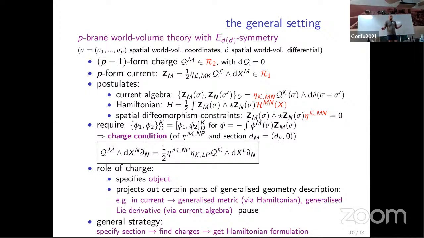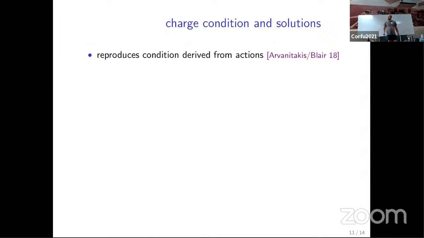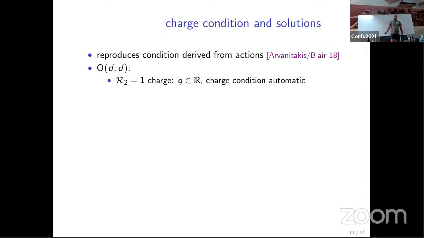It is just a particular choice of an R2 vector. So the general strategy will be: we specify the section, the solution of the section condition I mentioned at the beginning, we solve this condition and find charges, and then we have a Hamiltonian formulation of some theory. Let me discuss some of the solutions. I also mention that this reproduces the condition derived in a different way from actions by Alexander Takis, who is here, and Chris Blair. They also discussed these types of solutions already.